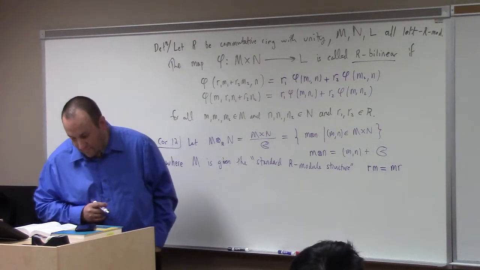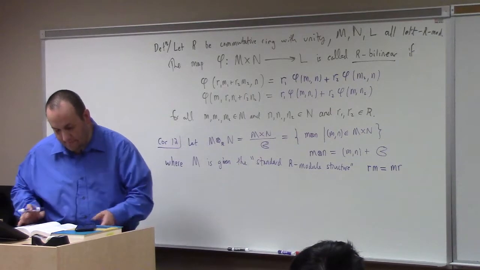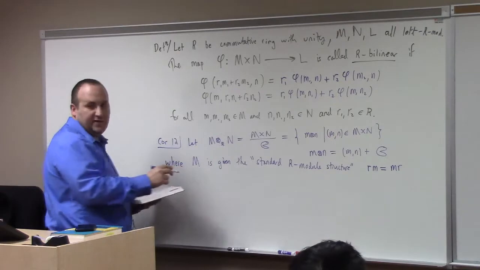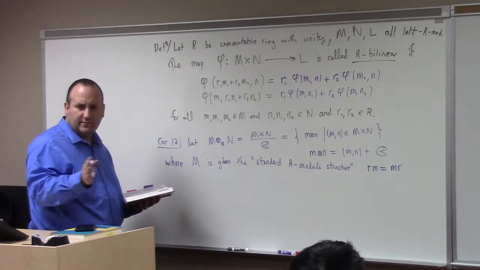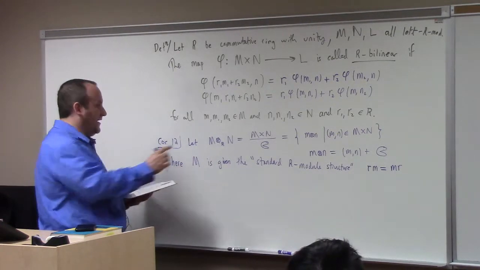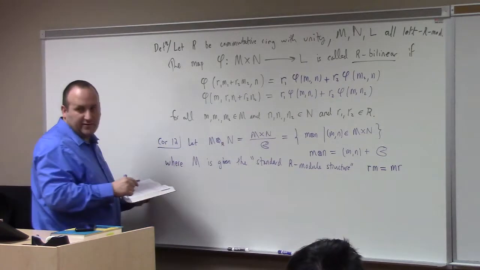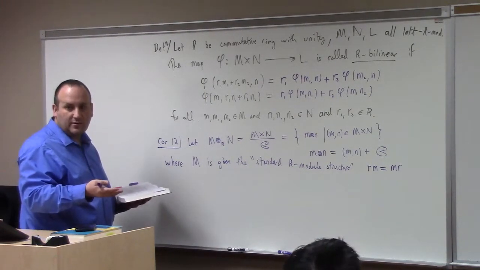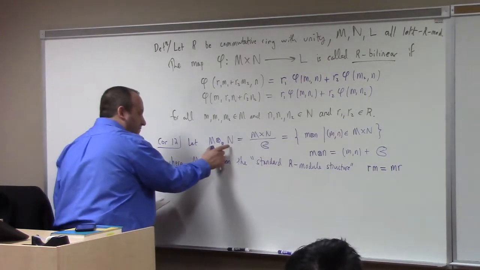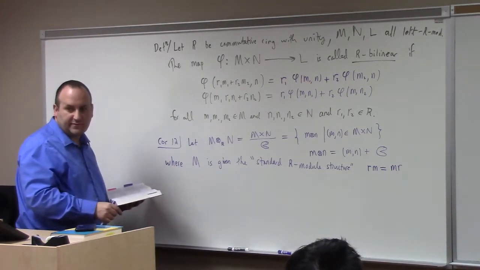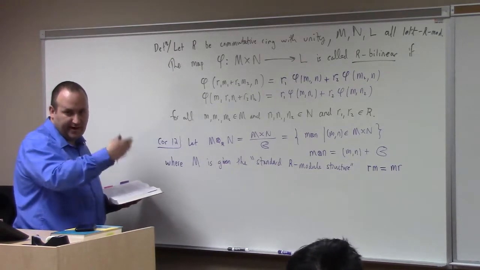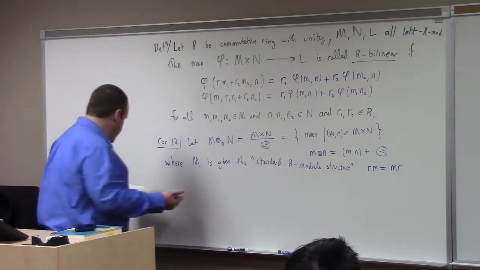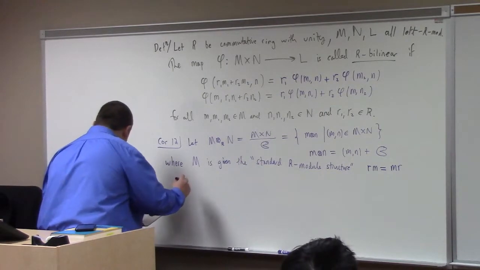Anyway, so given that structure, I'll get to it eventually here. Somebody here was asking the question, well, how is this an R module? Because we only described it as an abelian group last time, really. We haven't described how you multiply in there. What's the module structure there? How do we act on that abelian set by the ring R? Well, here's how you do it.